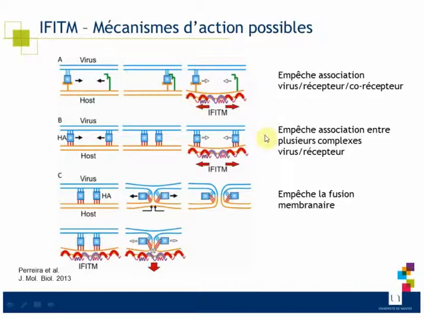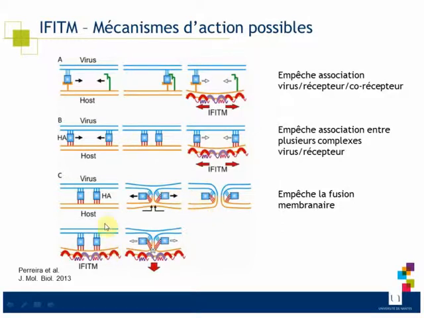Something quite similar to this idea is that maybe you do get interaction between the attachment glycoprotein, the receptor, and the host cell co-receptor, but you just get one of them. For fusion to occur, you need lots of these complexes to come together at a kind of synapse between the virus particle and the cell. So maybe once again, IFITM will limit lateral diffusion and prevent these complexes from associating.